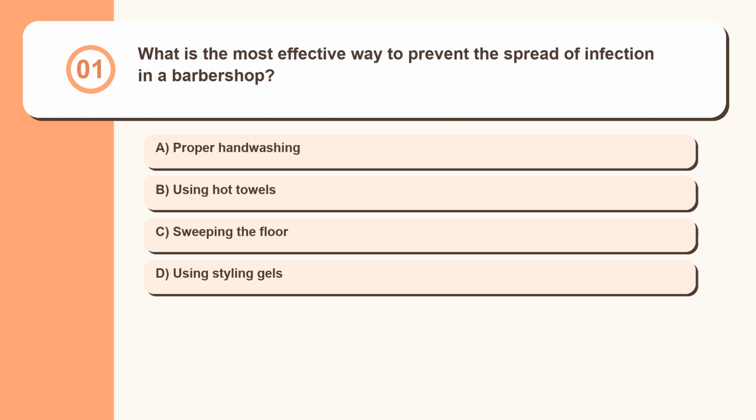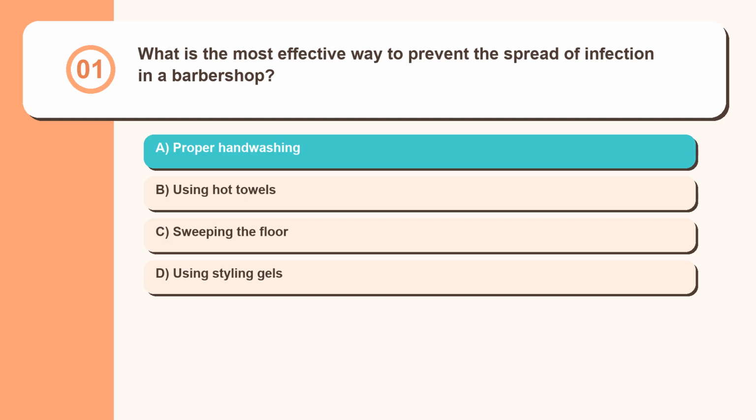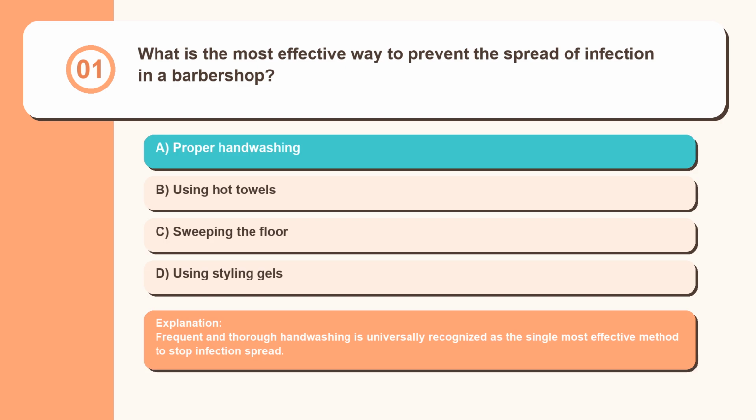Question 1. What is the most effective way to prevent the spread of infection in a barbershop? Proper hand washing, using hot towels, sweeping the floor, using styling gels. Frequent and thorough hand washing is universally recognized as the single most effective method to stop infection spread.